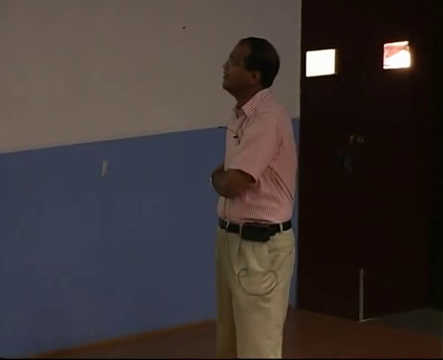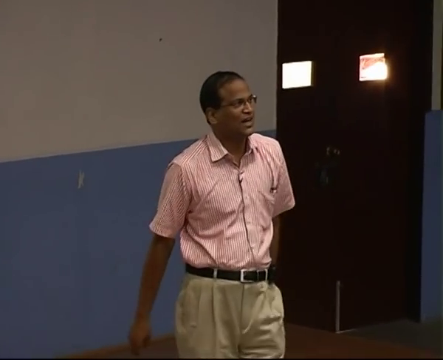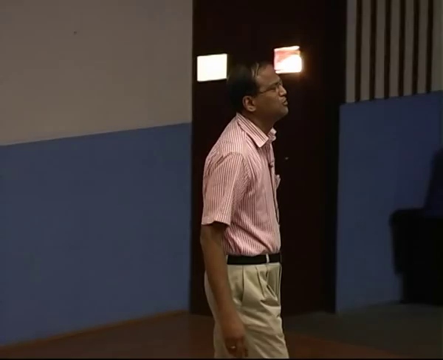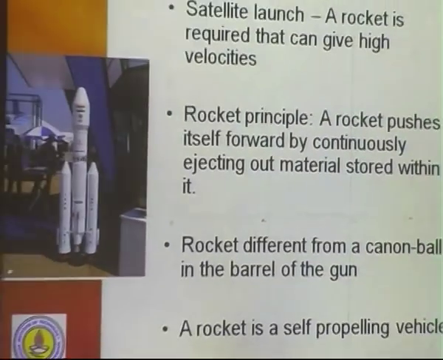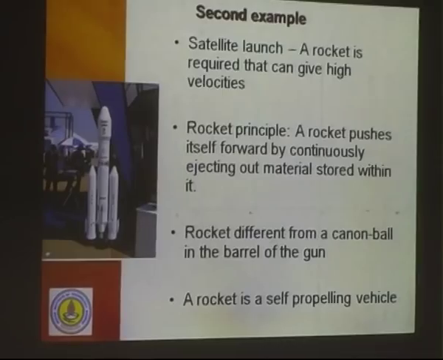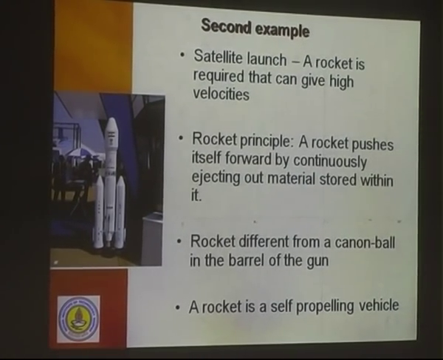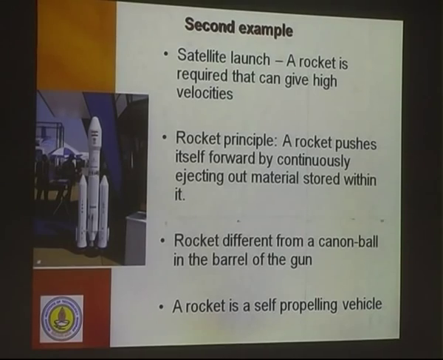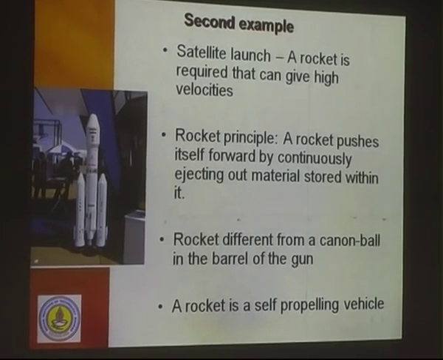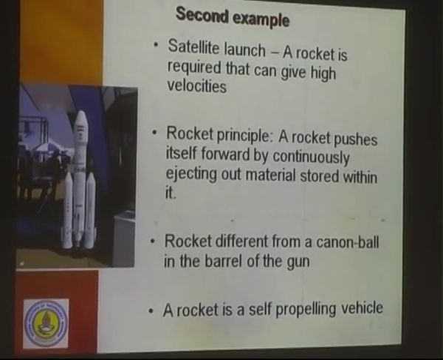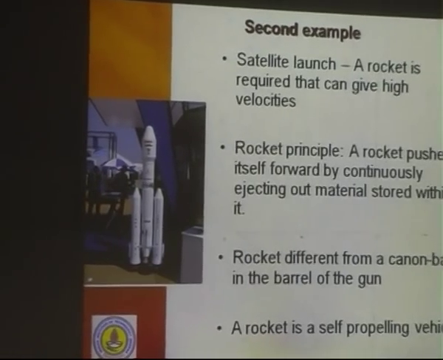So, second example. Let us look at a second example where we are looking at an interdisciplinary science, namely the interface of mechanical and aerospace engineering. So, satellite launch. You know that if you want to put a satellite in orbit, you need a launch vehicle. The launch vehicle is usually a rocket. A rocket is required that can give high velocities. What is this rocket principle? A rocket pushes itself forward by continuously ejecting out material.